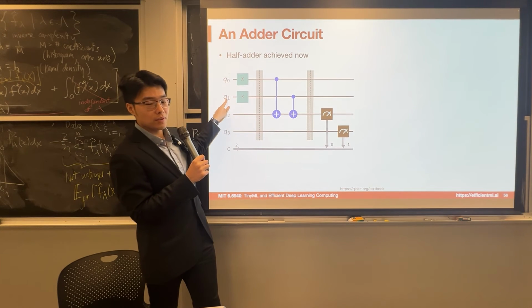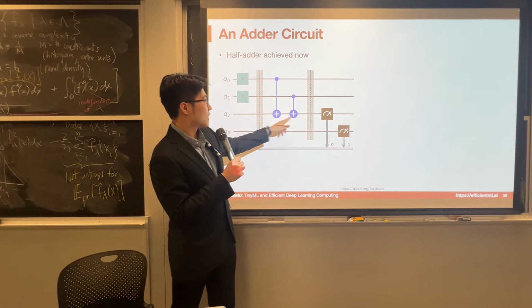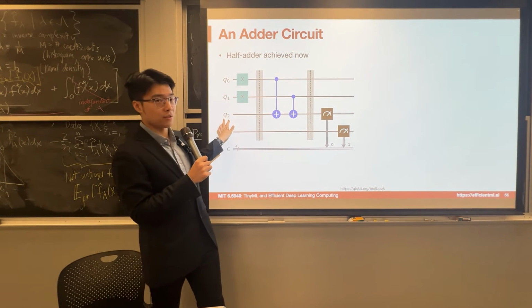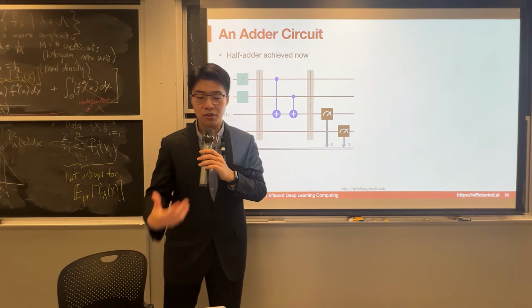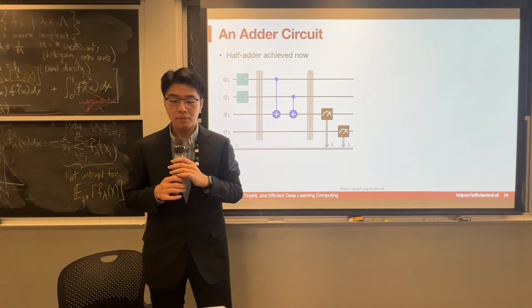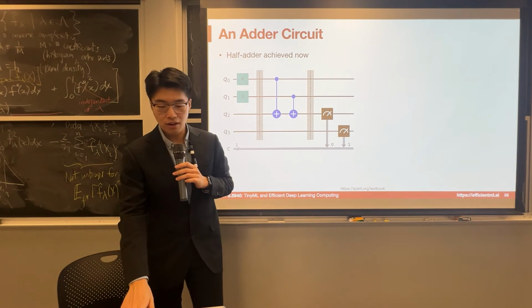And then for the second bit here, we also do a flip, and then flip this qubit too, right? So that will construct a half adder right now, but we don't have the carry bit. So how can we do that?